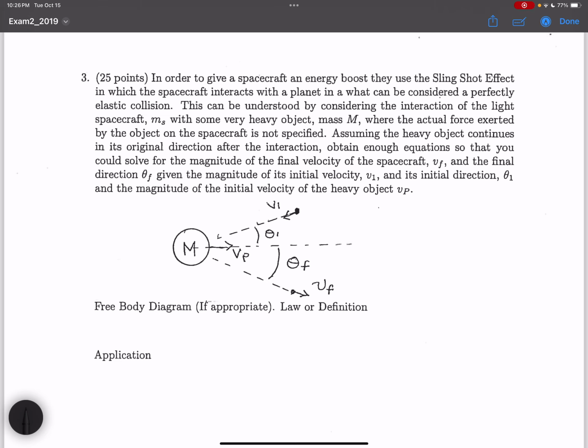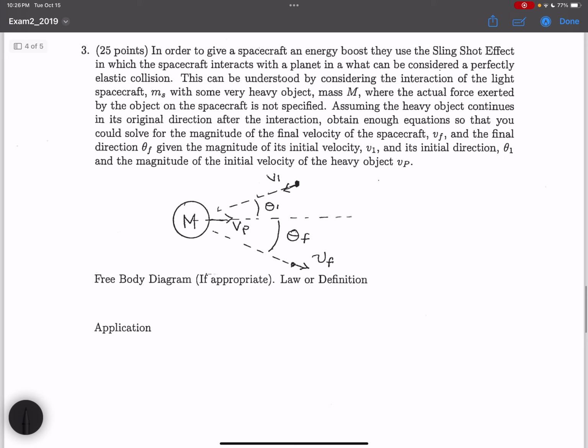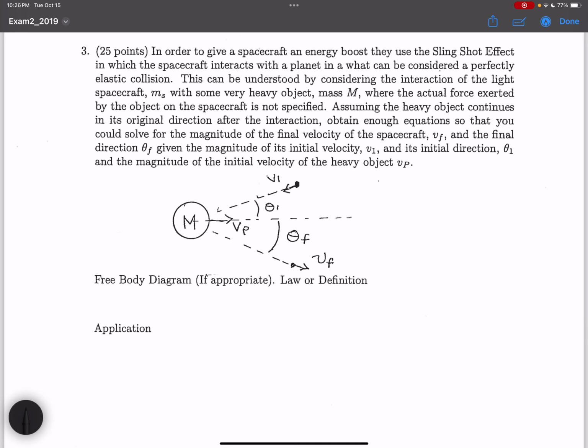We have that in order to give a spacecraft an energy boost, they use the slingshot effect, in which the spacecraft interacts with the planet, which can be considered a perfectly elastic collision, which means that energy is conserved. This can be understood by considering the interaction of the light spacecraft, mass ms, with some heavy object, mass m, where the actual force exerted by the object on the spacecraft is not specified.